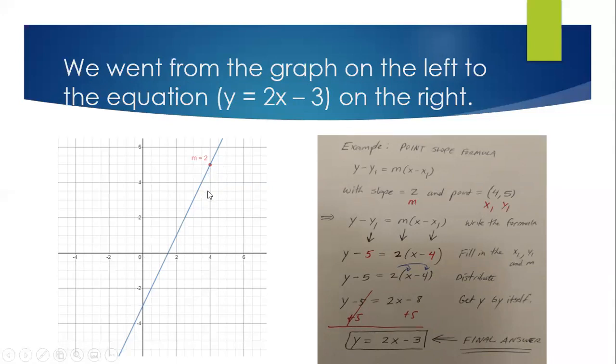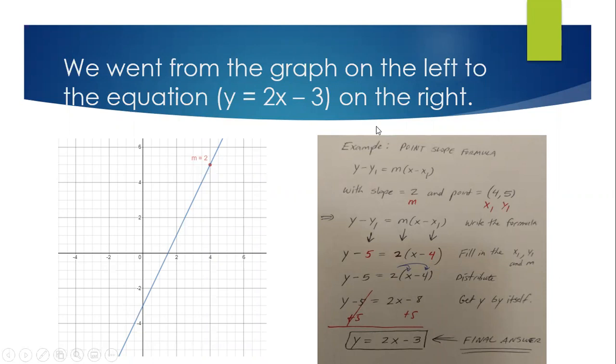So we went from a graph to an equation, which was our whole goal for this entire thing. How do we go from information about a graph to an equation? That's this whole section. And in the next section, we're going to continue and talk some more about how to go from a graph, or information about a graph, in this case a point and a slope, to an equation.